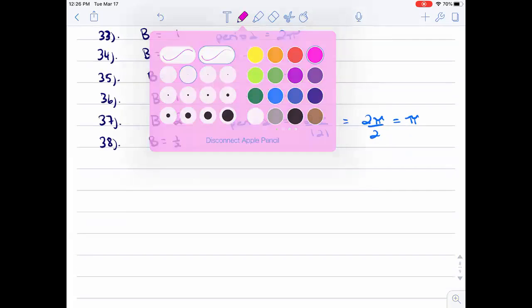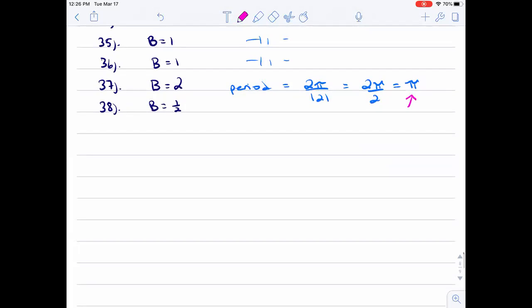And so what I'll say here is that the graph will be squished, using the very technical terms of squished and stretched. Squished, stretched.